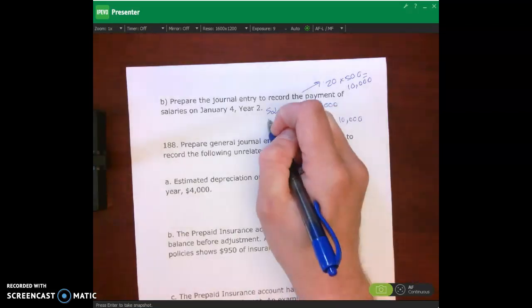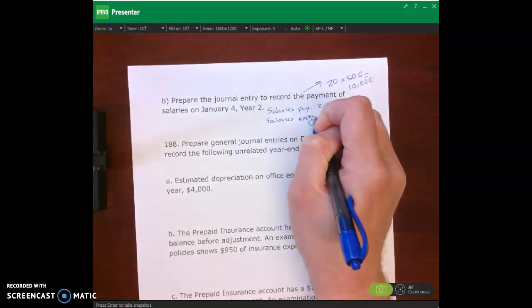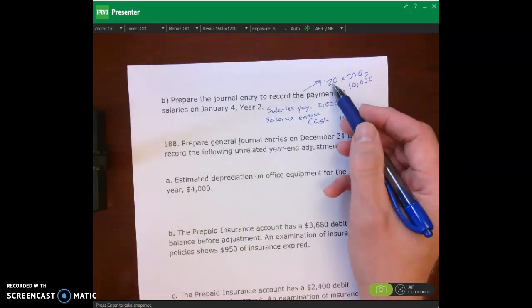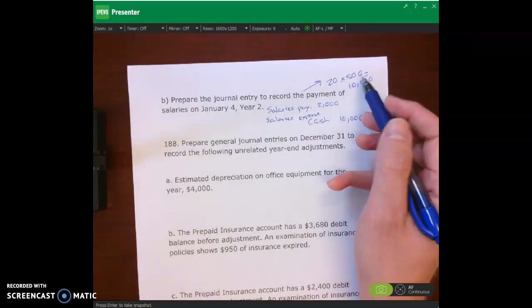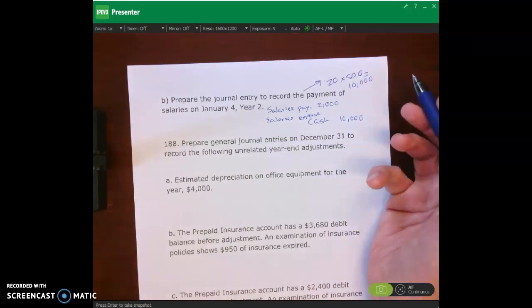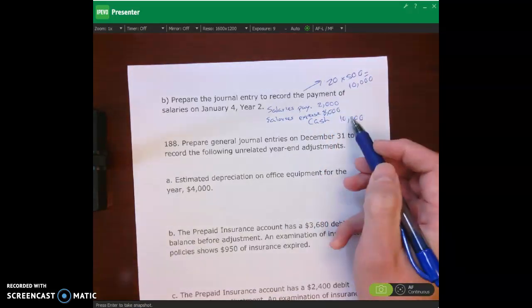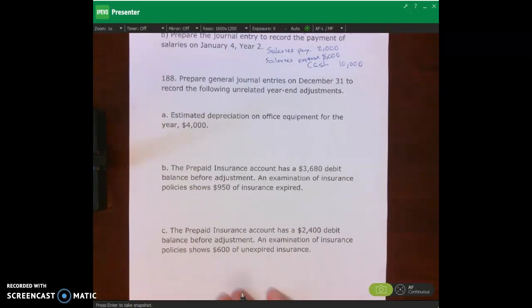Okay? So I debit salaries expense. And how much do I debit salaries expense for? Well, it's 4 days, right? If I multiply 20 times 500 times 4/5, because it's 4 out of 5 days, because we did the first day in the prior year, that gives us $8,000. Or you could take the 10,000 minus the 2,000 to back into the 8,000. Okay? Let's look at number 188.